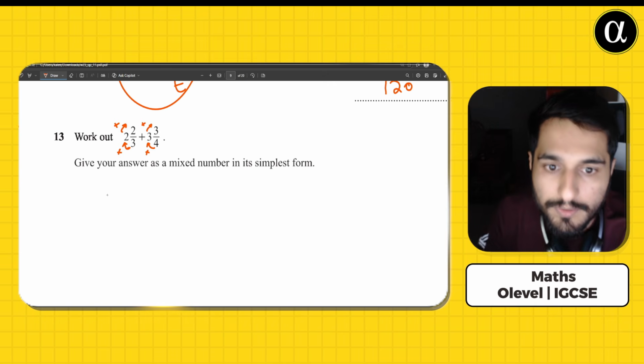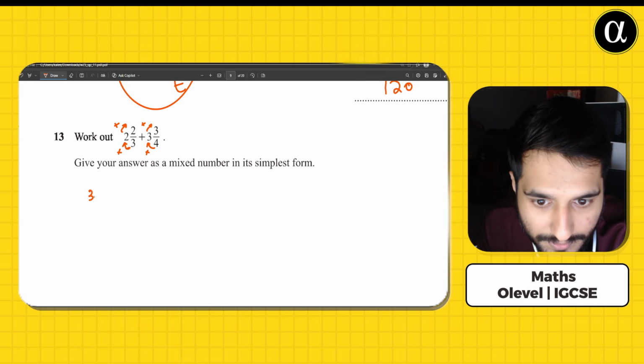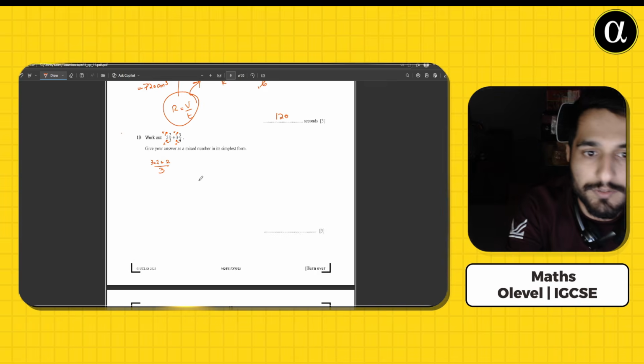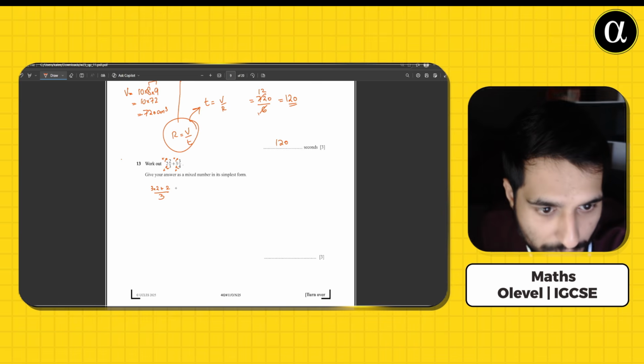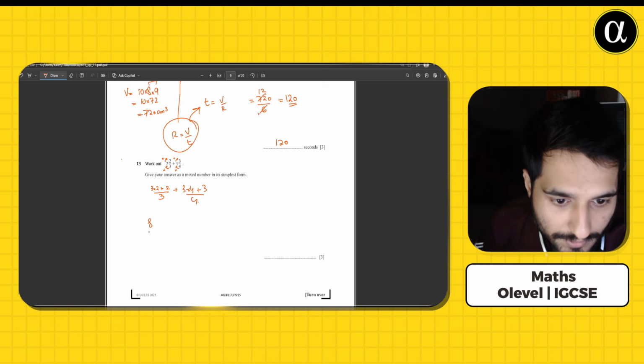So what is this going to look like? This will be 3 times 2, that is 6. Let's do it this way: 3 into 2 plus 2 over 3. And then let's do it further. It's going to be what? 3 into 4 plus 3 upon 4. All right. Now this would be 6 plus 2, 8 over 3, plus 12 plus 3, that is 15 over 4.